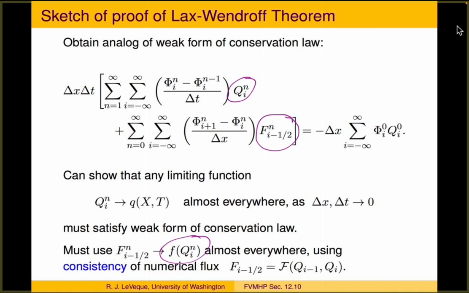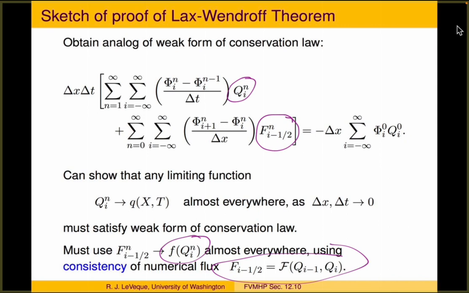As we refine the grid, the values of q left and q right at each interface are very close to each other, almost everywhere at least. Again, there might be isolated discontinuities, but almost everywhere we should expect that the two states are converging to the same value, and the flux should be converging to little f, the flux of the differential equation at that common state. So that's where the assumed consistency of the flux function comes into this proof.